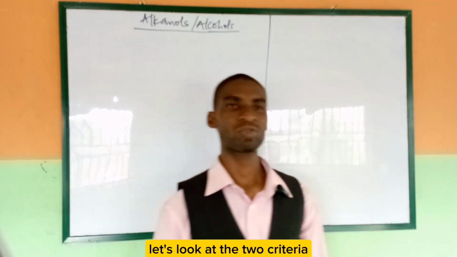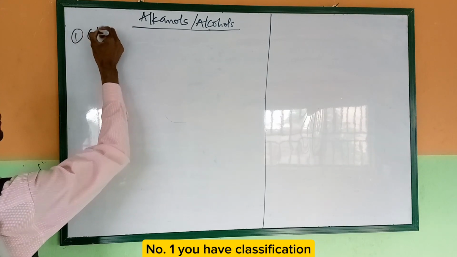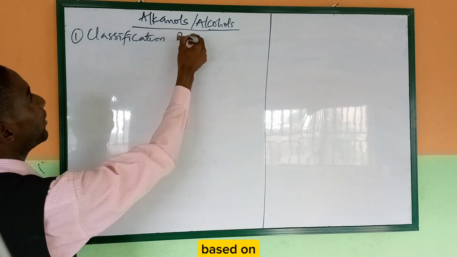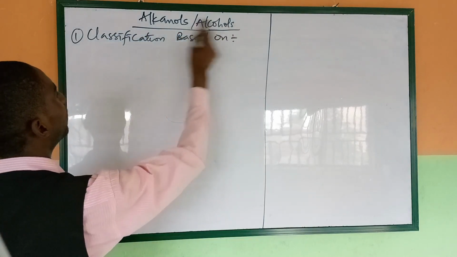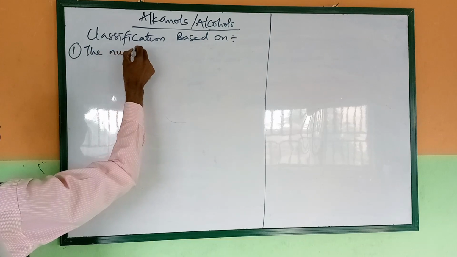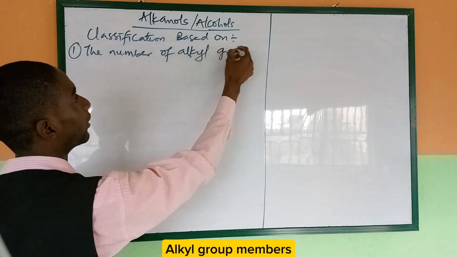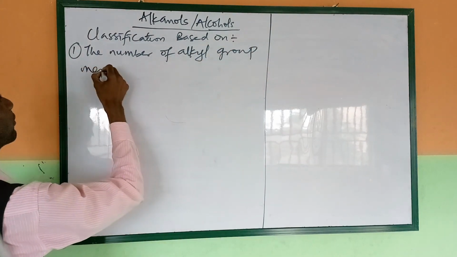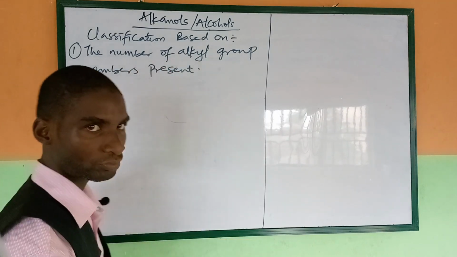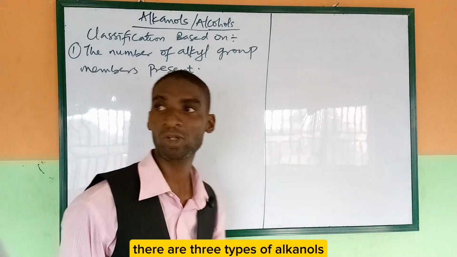So let's look at the two criteria. Number one, classification based on the number of alkyl group members present. Based on this classification, there are three types of alkanols.